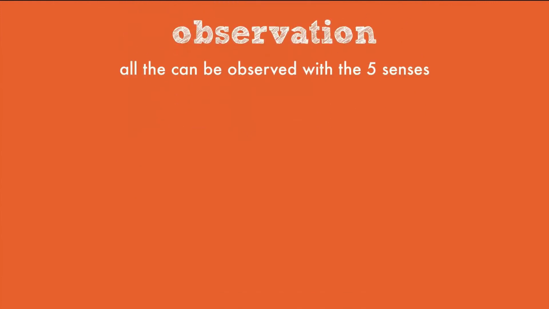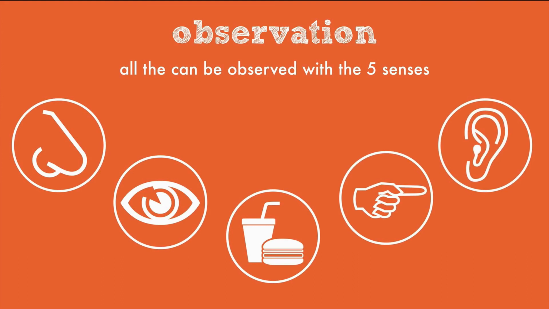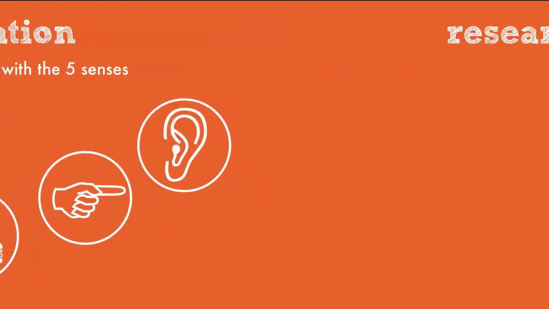All that can be observed with the 5 senses are included in observations. You use your sense of smell, sight, taste, touch, and hearing to make your observations in science. Research is an important step in science because it may answer other questions you have and help refine your experiment before you go down a path that leads to nowhere or conduct an experiment that's already been done.